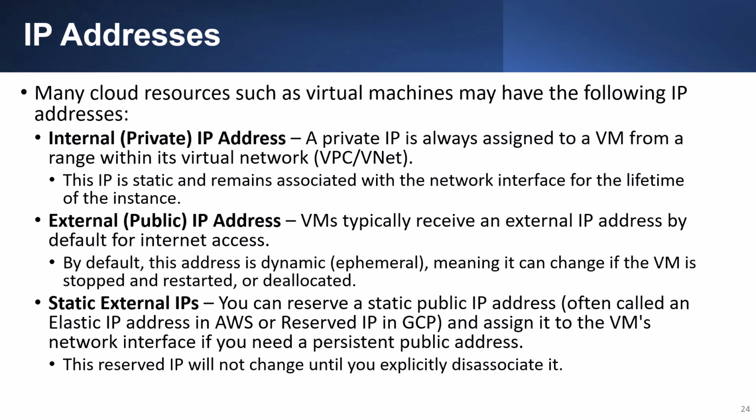You can reserve a static public IP address, often called an elastic IP address in AWS, or reserved IP in GCP, and assign it to the VM's network interface if you need a persistent public address. This reserved IP will not change until you explicitly disassociate it.